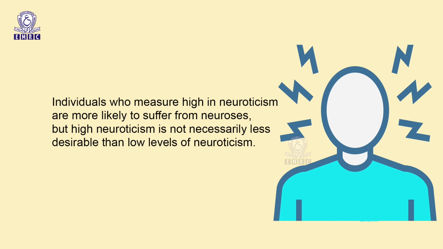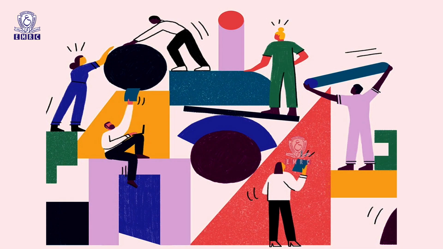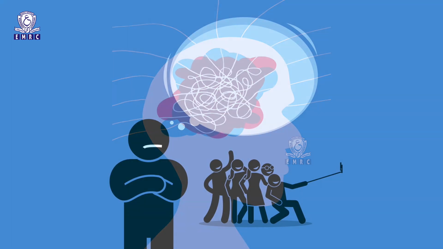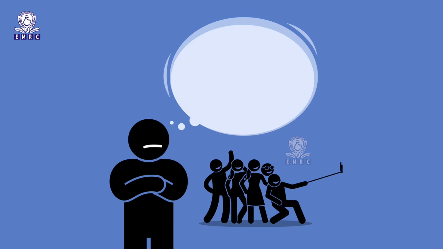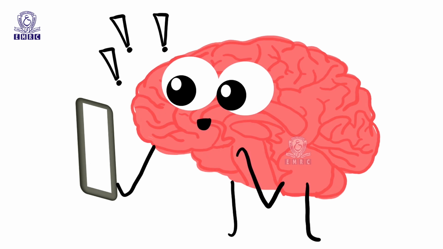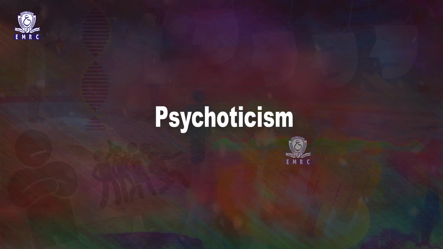Individuals who measure high in neuroticism are more likely to suffer from neurosis. But high neuroticism is not necessarily less desirable than low levels of neuroticism. For example, aesthetic appreciation and creativity can benefit from an individual being highly emotional. On the clearly negative side, high levels of neuroticism have been routinely found in criminals, perhaps because whenever an individual has antisocial tendencies, a high level of neuroticism enhances their fear or anxiety responses and functions as a powerful and dysfunctional drive. Then comes the third dimension, psychoticism.